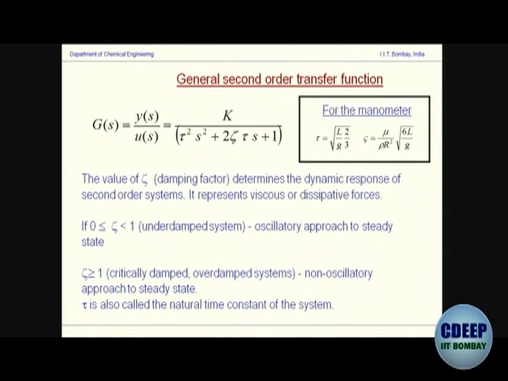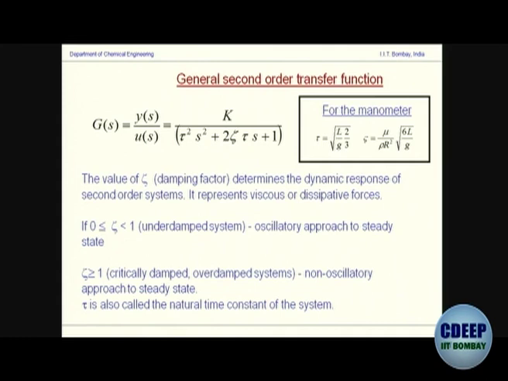So, if you divide that entire expression by tau, you can also write this as omega n square over s square plus 2 zeta omega n s plus omega n square, and that will also be an equivalent representation. We will see that a little later.